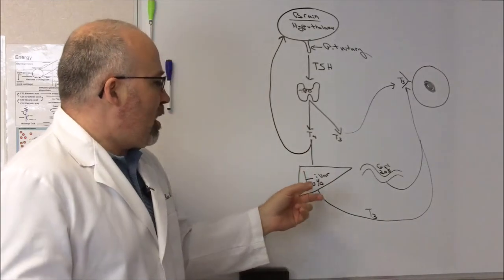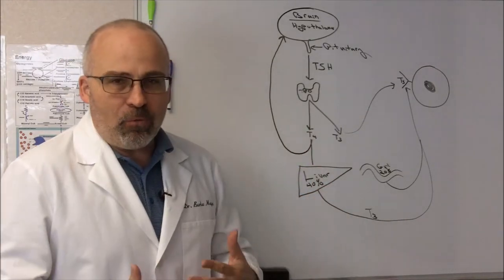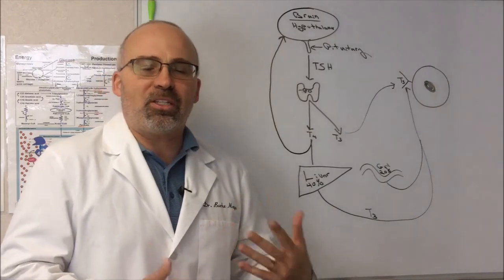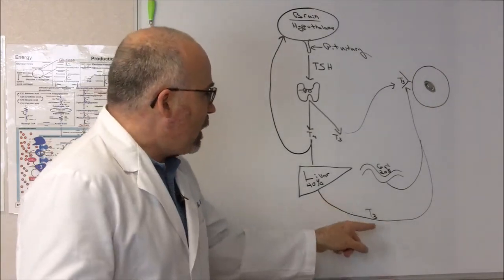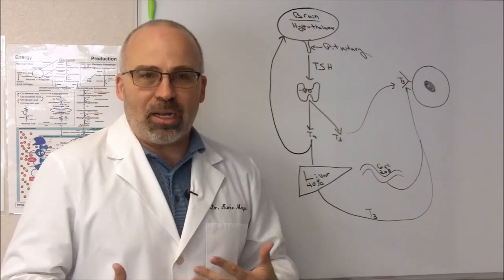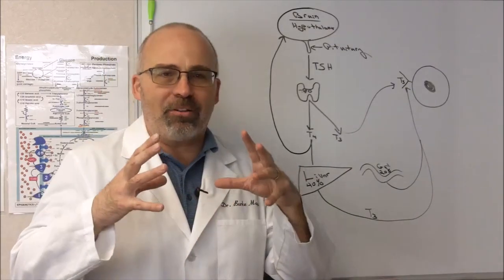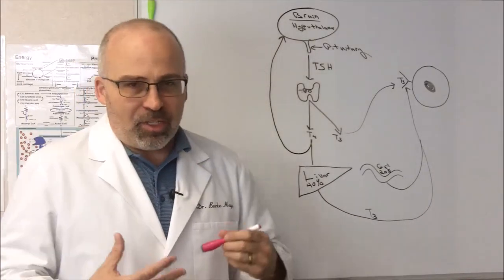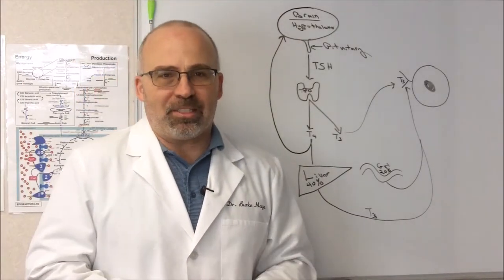But the other part goes out to the liver, about 40%, and the gut, about 20%, where it converts that T4 into T3. That loops out and goes to your cells, tells your cells to turn on and do something. That's the thyroid function in a nutshell. We're going to talk real briefly about a couple of areas where cortisol affects that.